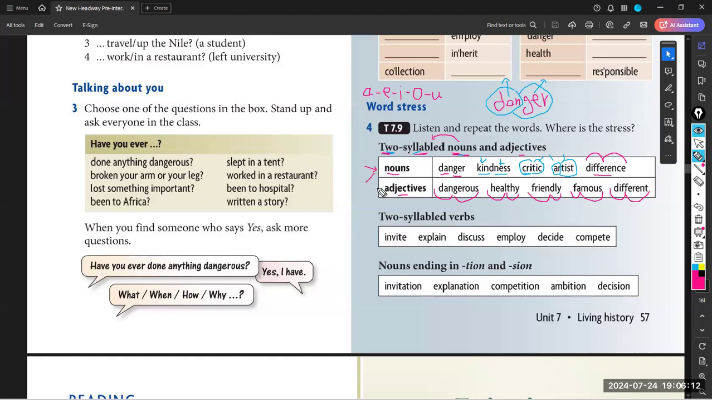Not only nouns and adjectives could be two-syllabled, but verbs could be two-syllabled as well. So let's take a look at these examples that we have. We have invite, this is a verb, two syllables. Explain, two syllables, which is a verb. Discuss, two syllables, which is a verb. Employ, two syllables. Decide, two syllables. Compete, two syllables. Okay?